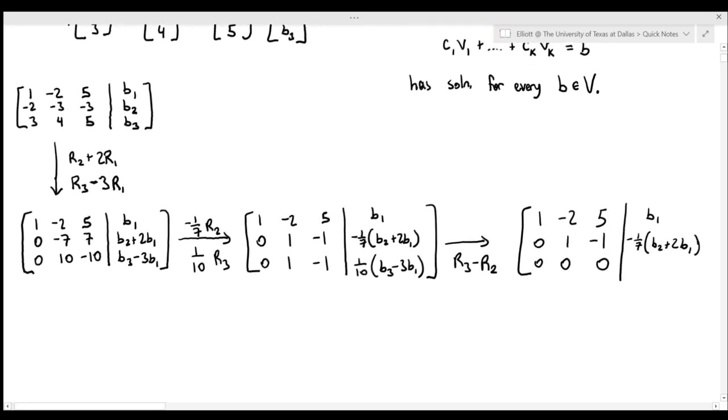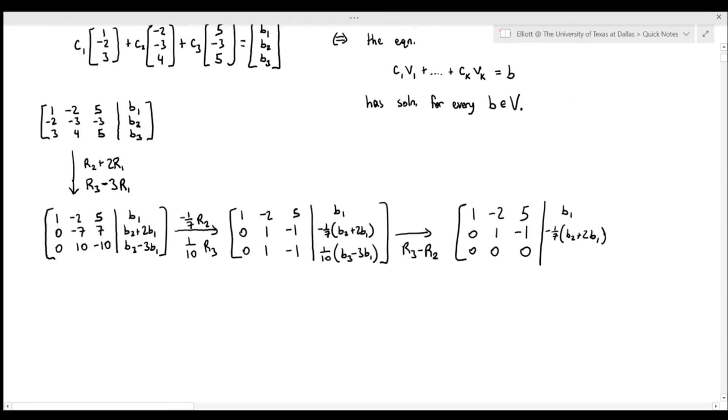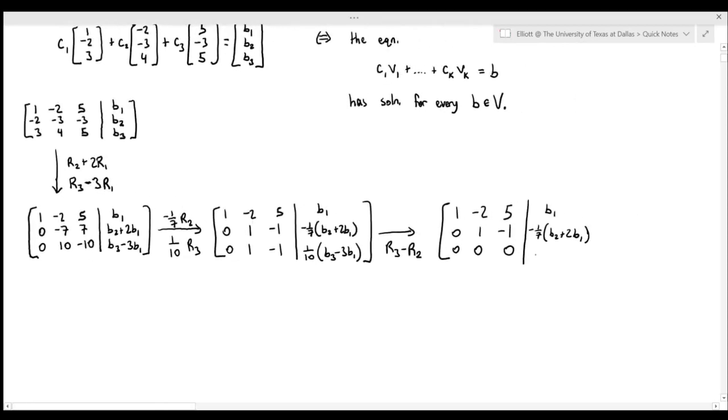All right, and then finally, doing row 3 minus row 2, we'll do 1/10 B3 minus 3B1. If we do minus row 2, we're going to have minus and negative, so it's going to become plus. And then 1/7 B2 plus 2B1. Okay, so I've now reduced it to the upper triangular form.